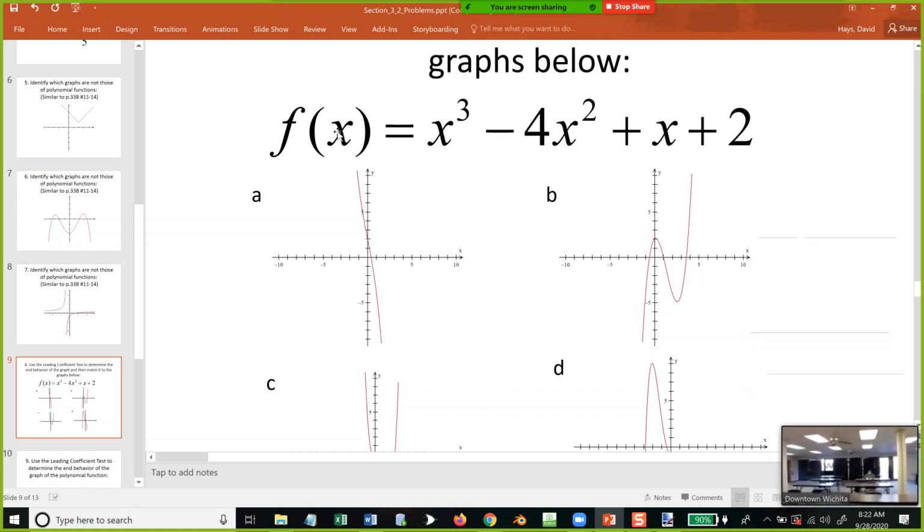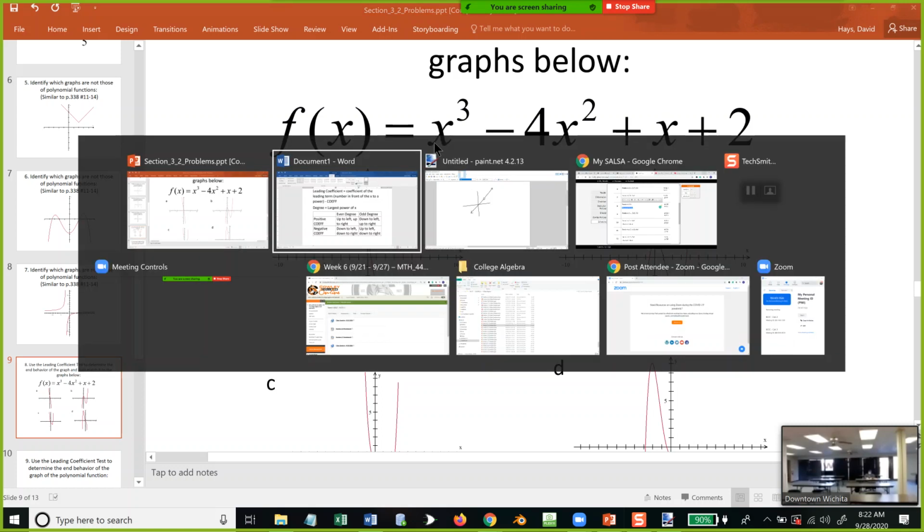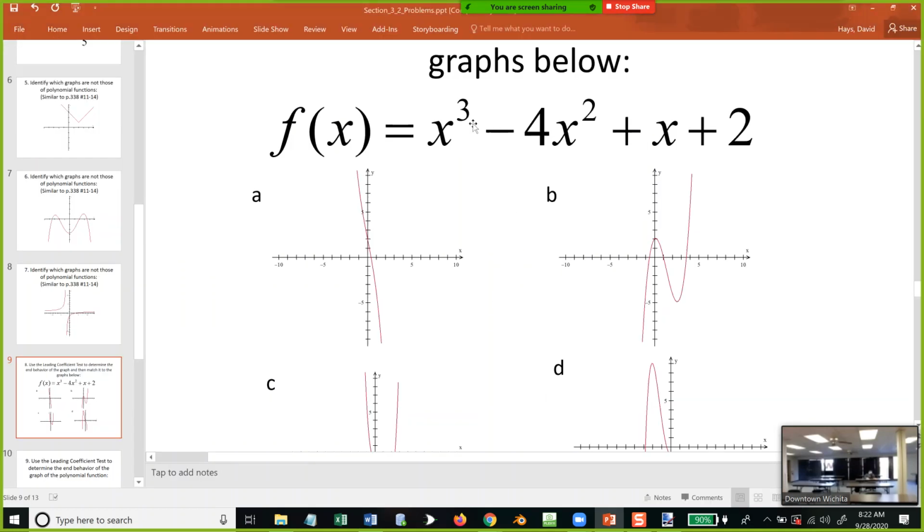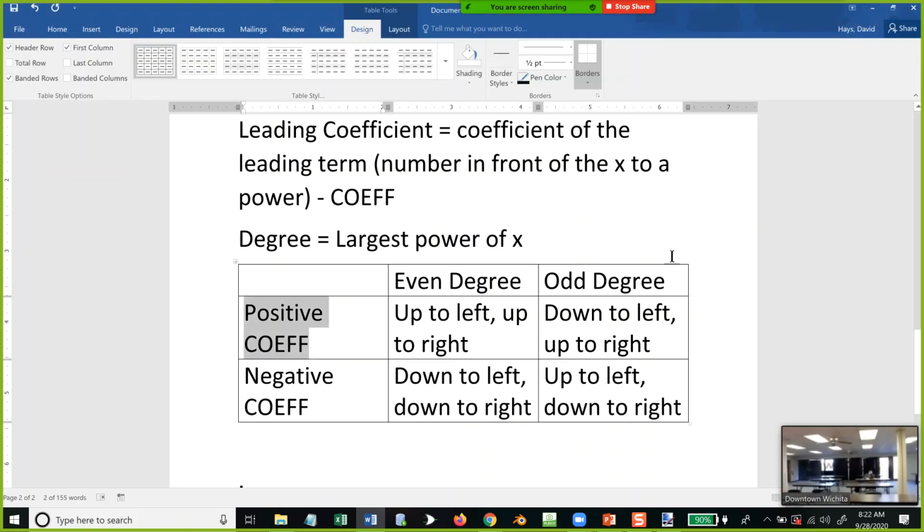Okay, so this one we've got f of x equals x to the third minus 4x squared plus x plus 2. It's in standard form. Terms range from largest power down to smallest. My leading term is the x to the third. The leading coefficient is the number in front of that, which is a 1. So we have a positive coefficient. Our degree is 3, the largest power of x. So the degree is odd. Now you look at the intersection of these. The intersection tells us that our graph should be down to the left, up to the right.